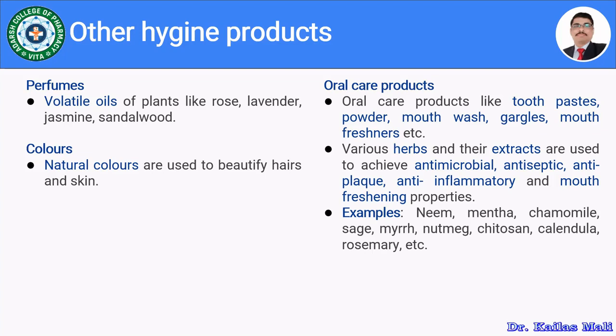Take an example of a miswak. Yes, miswak, it is having a natural source, isn't it? Take an example of neem oil or neem products. They are being used to prepare certain toothpaste or tooth powders. So various herbs and their extracts are used to achieve the antimicrobial, antiseptic, anti-plaque, anti-inflammatory, and the mouth freshening property, right? The examples of the herbal materials which are going to be used to prepare the products related with the oral hygiene, for example, neem, mentha, chamomile, sage, myrrh, nutmeg, chitosan, calendula, rosemary, and so on. So this is about the oral care products.